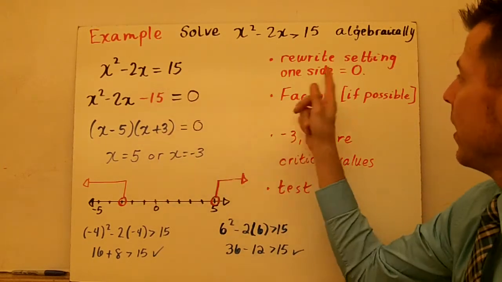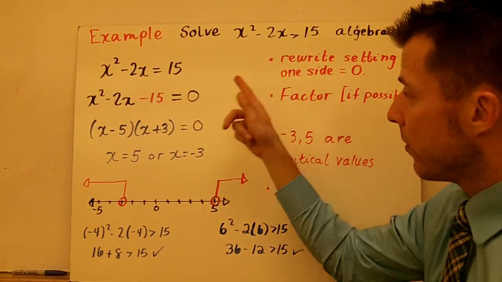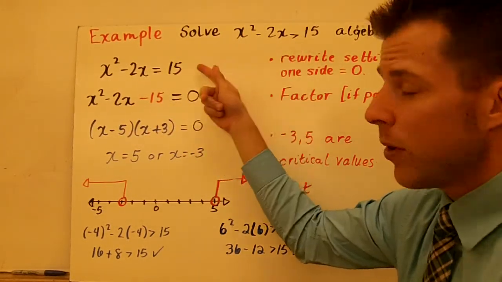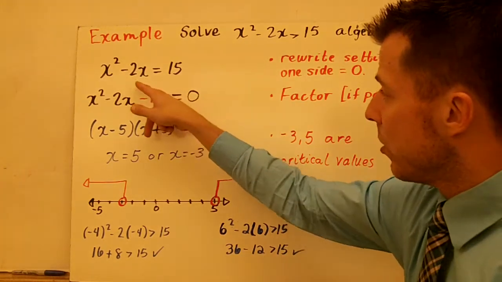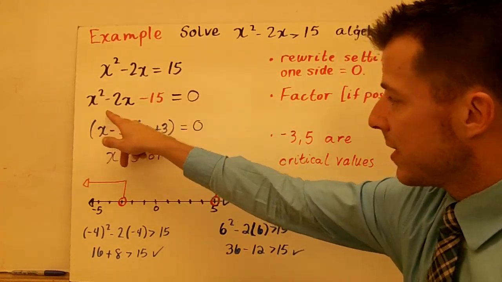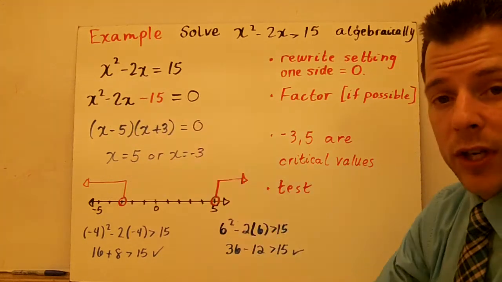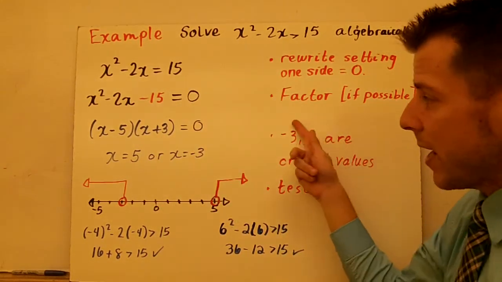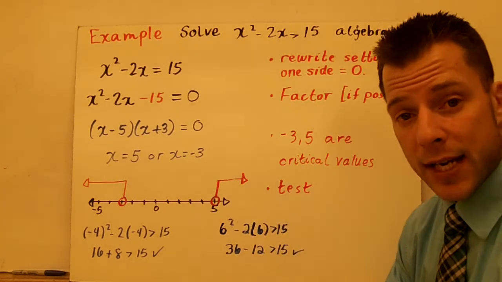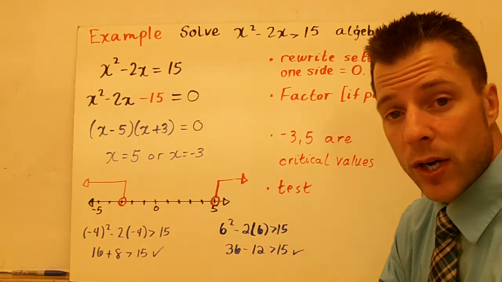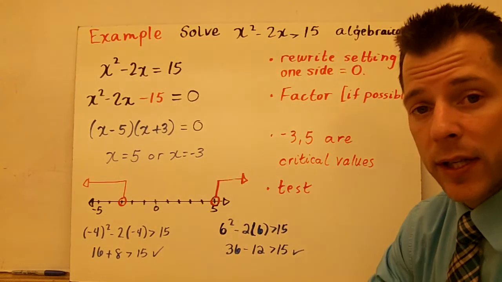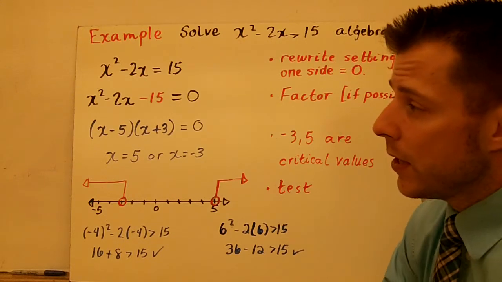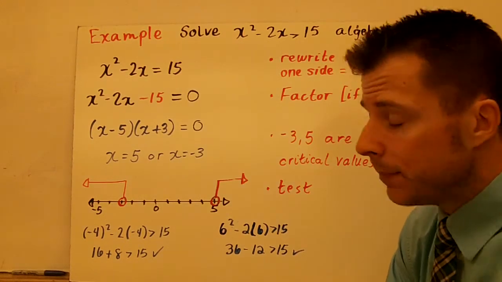So I rewrite setting one side equals 0. Okay, so I actually put x squared minus 2x equals 15. I'm actually going to treat this inequality at first like an equation. So I use the equal sign, and then I set that side equal to 0. We're solving a quadratic. You definitely want one side to be equal to 0. And then I'm going to factor if possible, or use some other technique that we've learned for solving quadratics. Quadratic formula, completing the square, factoring. The other one was square root property.